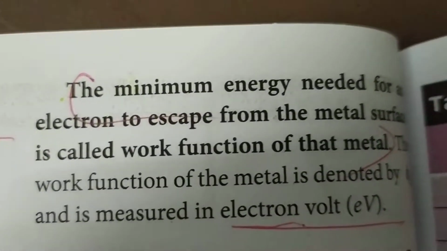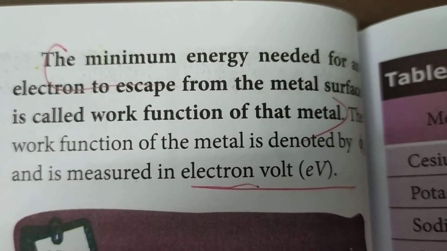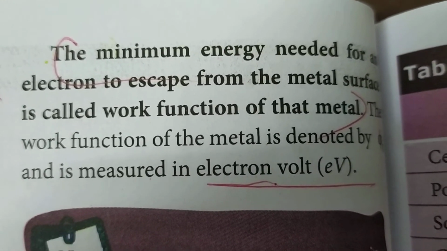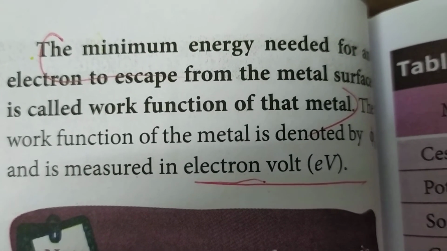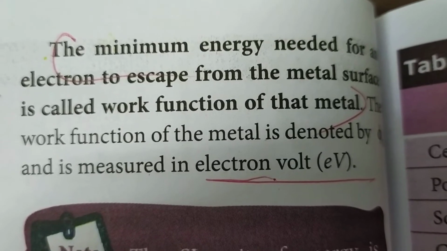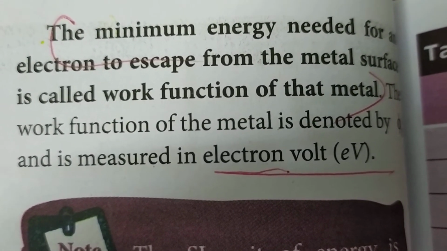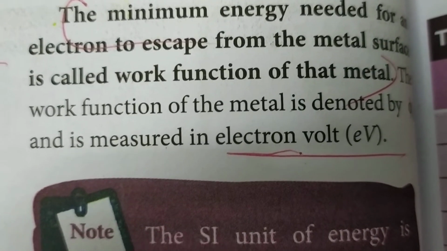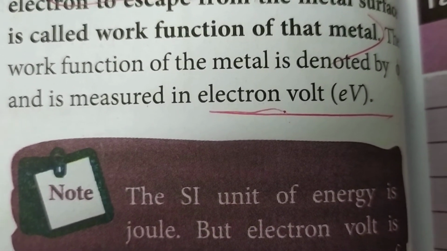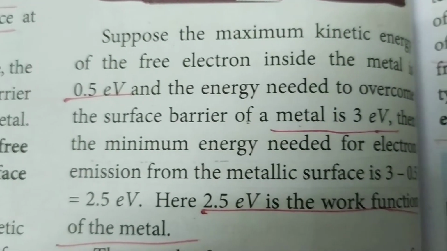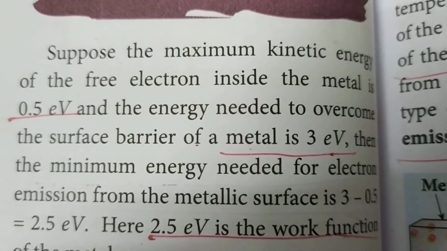And what is work function? Next we shall see. Work function is the minimum energy needed for an electron to escape from the metal surface. We are providing some energy, and this minimum energy given for the escape of electrons is called the work function, and it is measured in electron volt, which is a unit for work function.